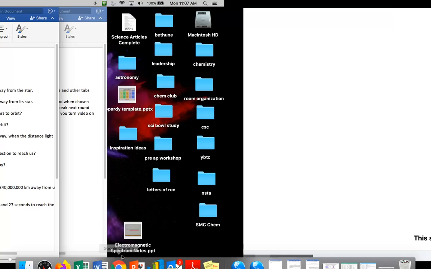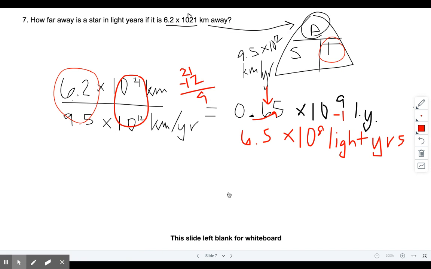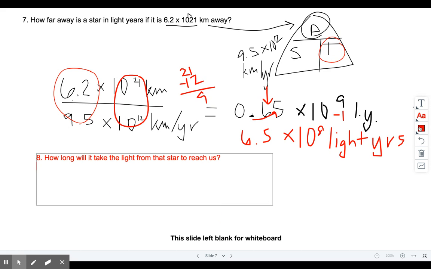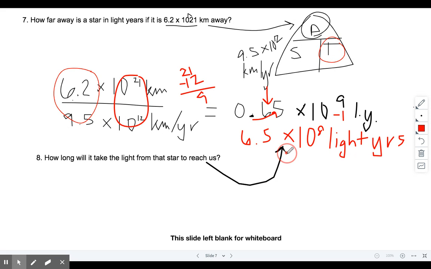Okay, so the next question is actually asking about our previous one. So let me put that up there. It's saying, how long will it take the light from that star to reach us? Well, this is the answer right here. The answer is the 6.5 times 10 to the 8th, but not in light years now, just years. So it's going to take 6.5 times 10 to the 8th years for the light from that star to reach us. So the previous question answered how much time it's going to take.